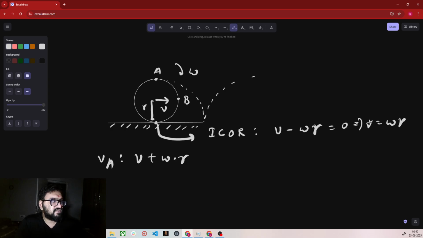This is the condition that we need to remember for pure rolling. Now VA equal to V plus omega into R. So this turns out to be 2 times V. So essentially the velocity of point A is twice the velocity of the axis of the cylinder.